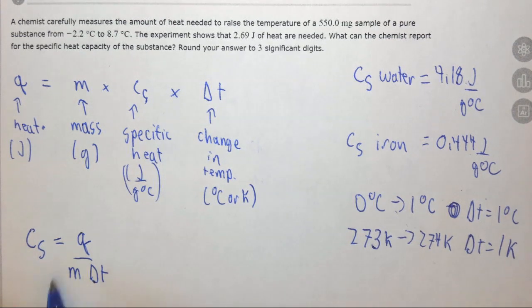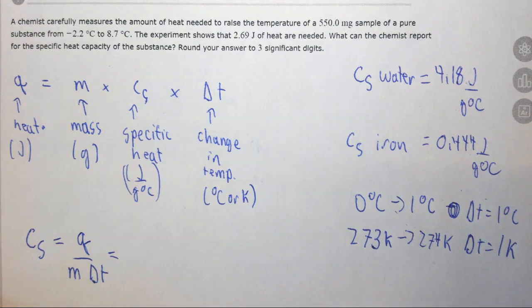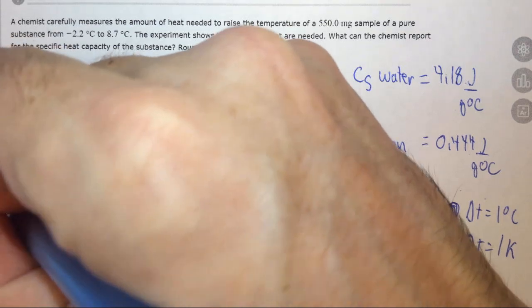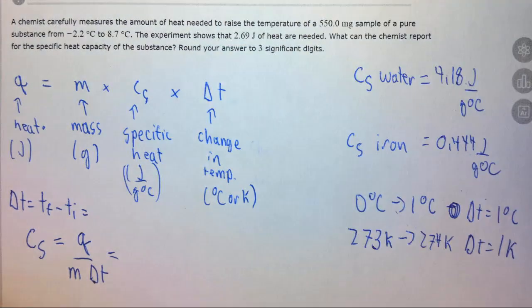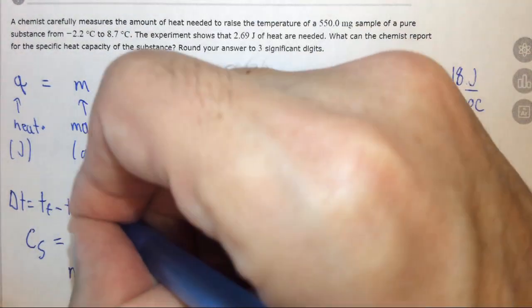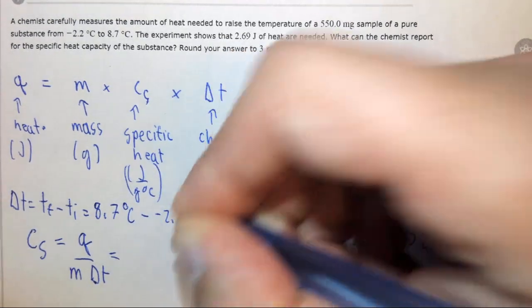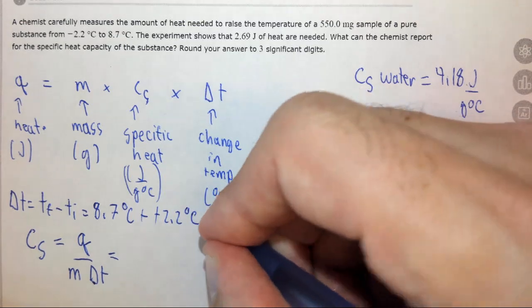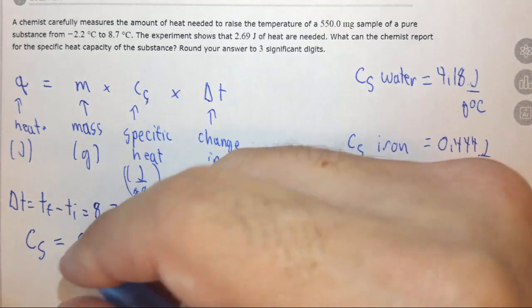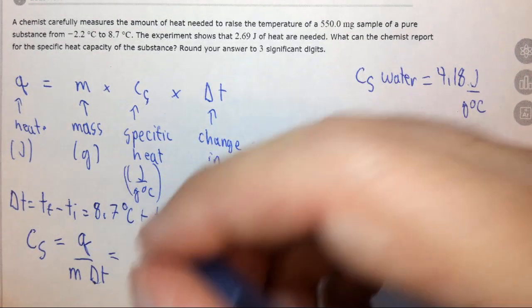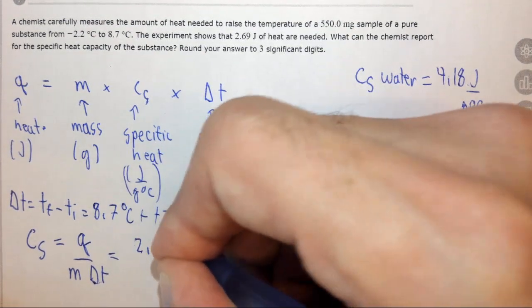In order to solve this equation, we need to plug in the values. The first thing I notice is I don't know delta T, so I need to find delta T. Well, delta T equals TF, the final temperature, minus TI, the initial temperature. So in this case, it's 8.7 degrees C minus negative 2.2 degrees C. Since we're subtracting a negative, we add, and we get 10.9 degrees C with 1 decimal place. So we now have delta T.